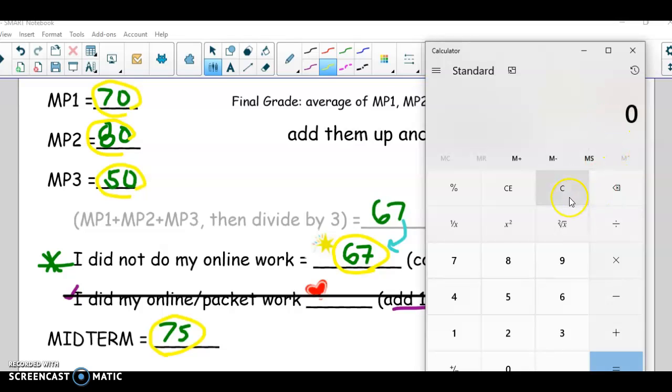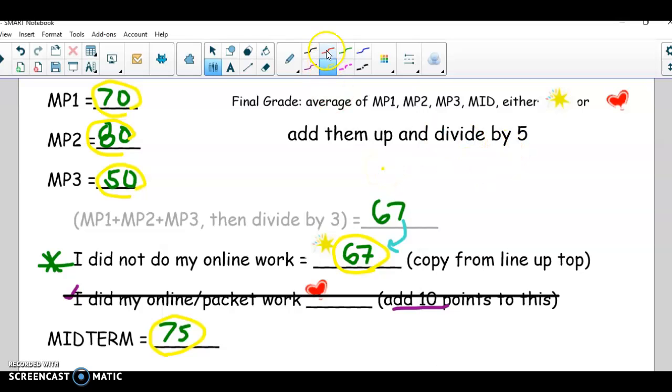So let's see what the heck happened here. 70 plus 80 plus 50 plus a 67 plus 75. Is that the number I just got? 342? And I divide that by 5. Okay, 68.4. So this student is going to get a 68.4. That's going to be the student's final grade, about 68%.